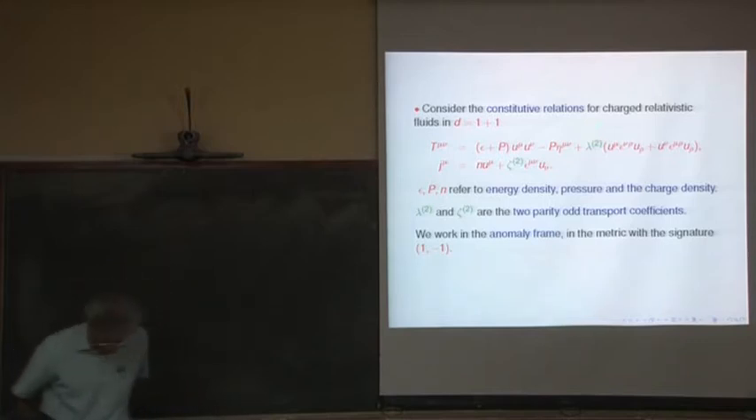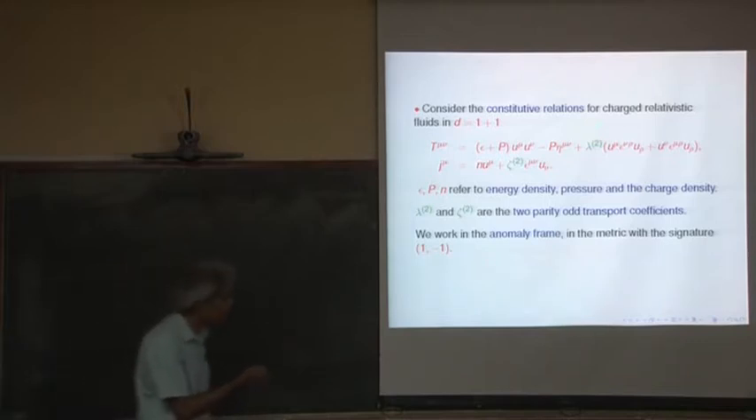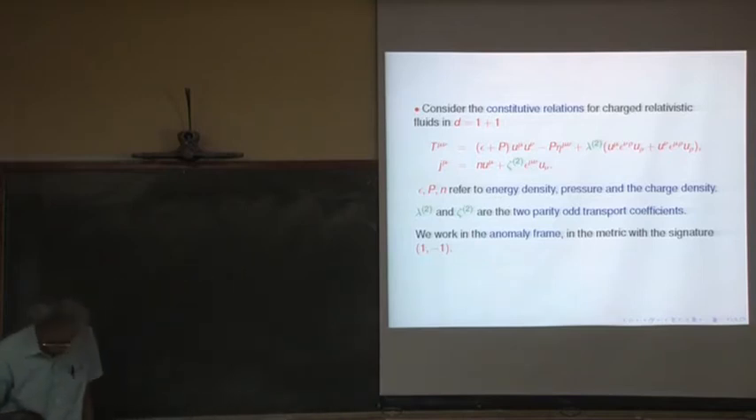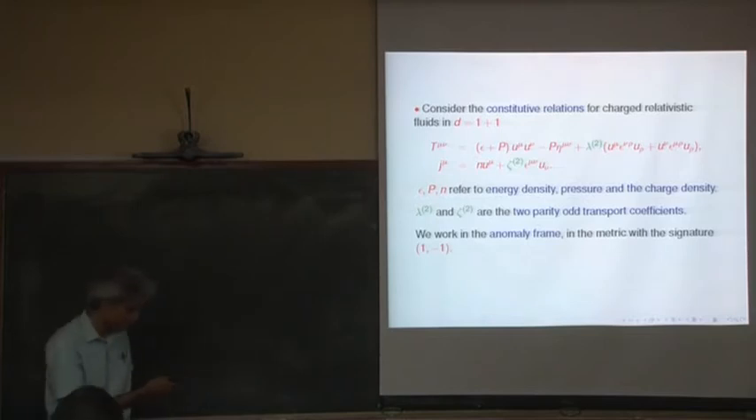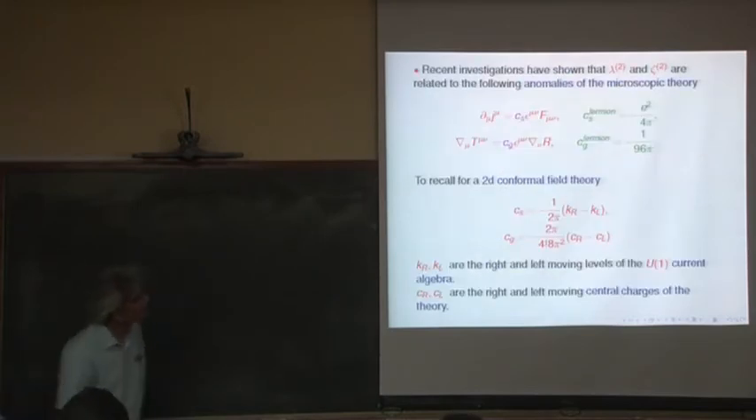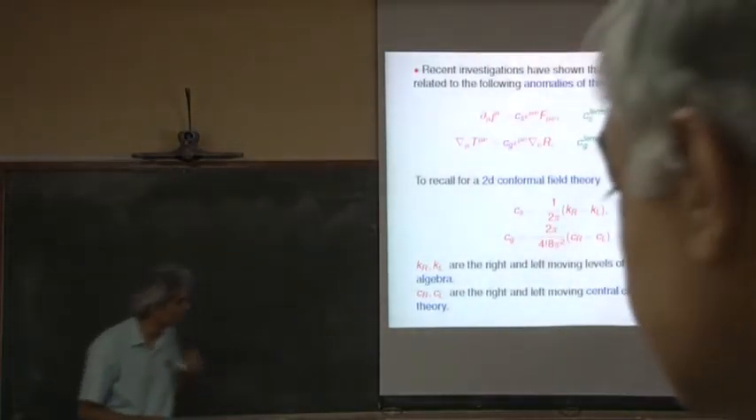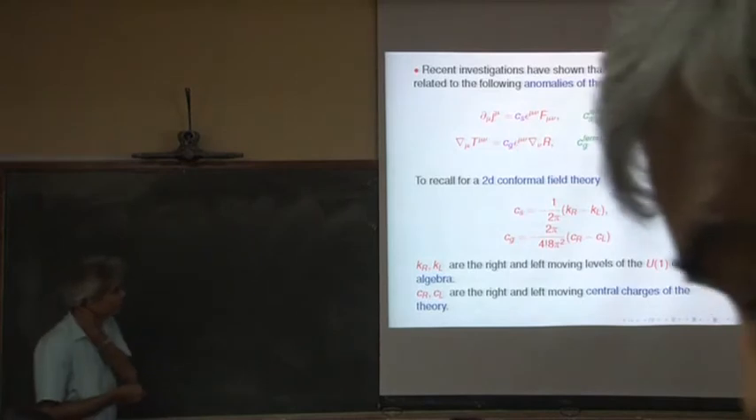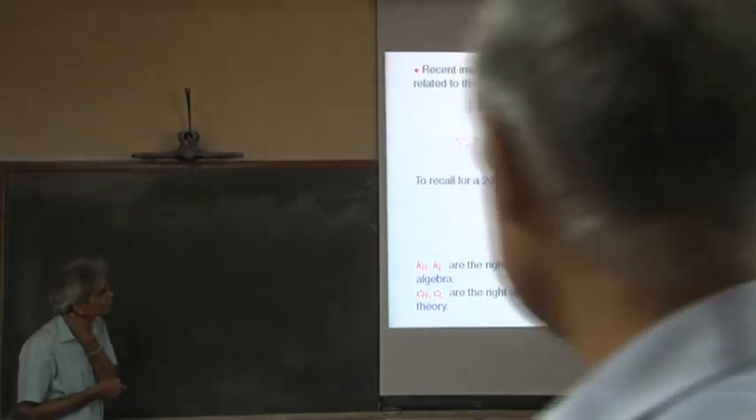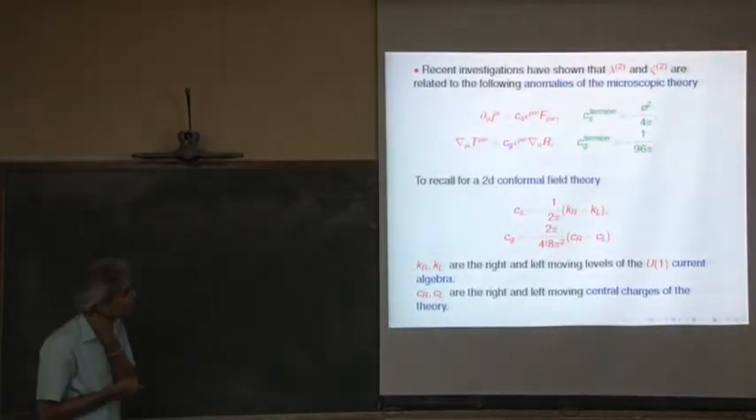This is the signature we are working in. The signature is slightly different here because, as you see, the evaluation is mostly perturbative, and we are trying to use geometric methods. So what do the recent investigations say? A lot of people, including authors here, have shown that these parity odd coefficients are determined by the anomalies in the theory.